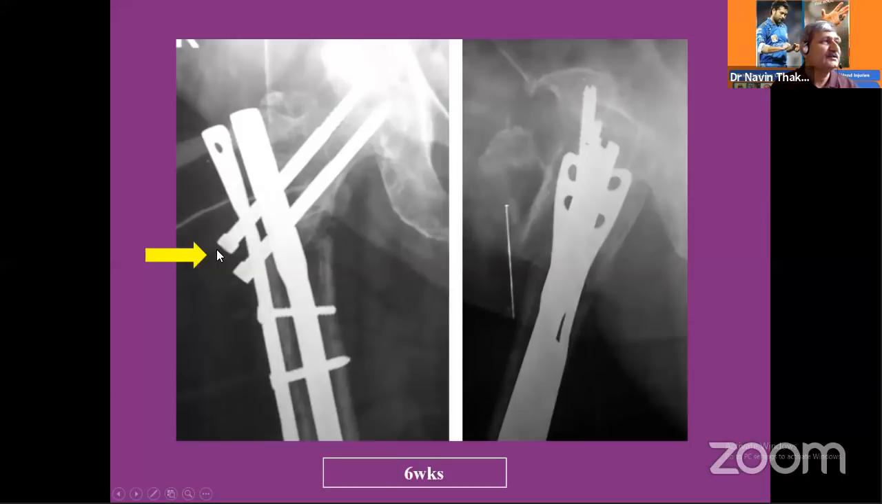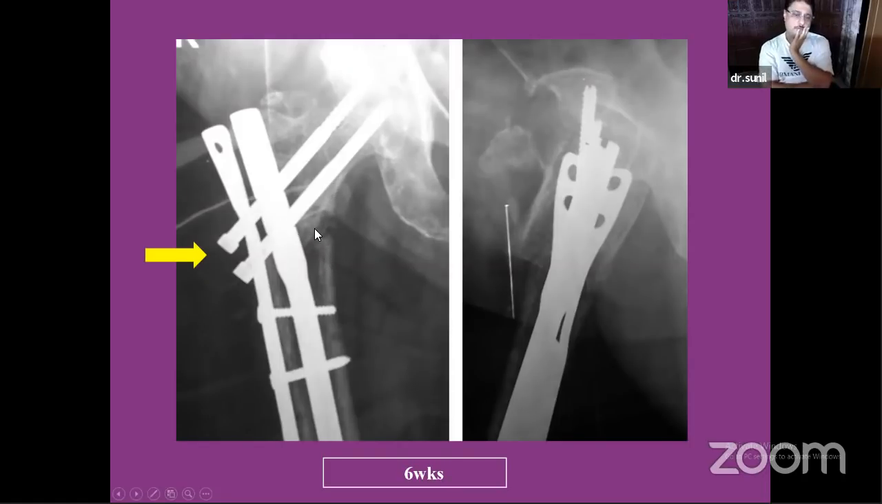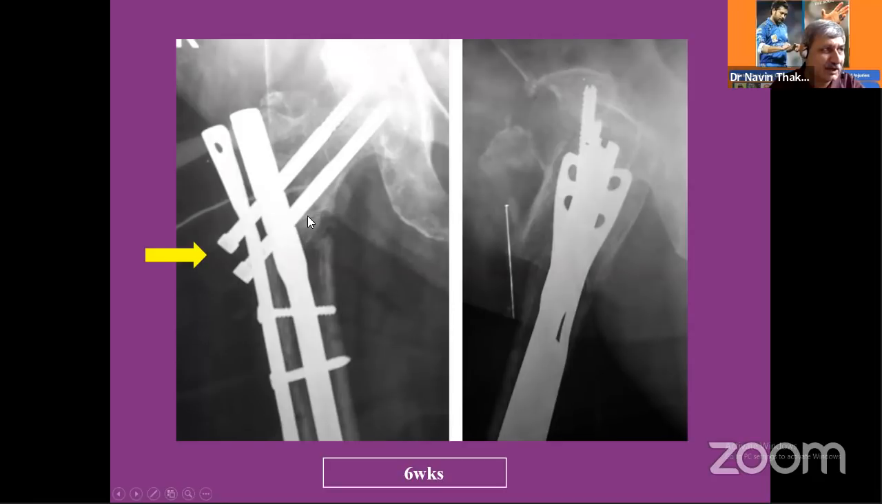Right? Now this is at the six-week follow-up, sir. Do you think it is a negative reduction here? Do you think this is a negative reduction, or is this Shenton's line okay? Because this is a comminuted fragment, not that big.